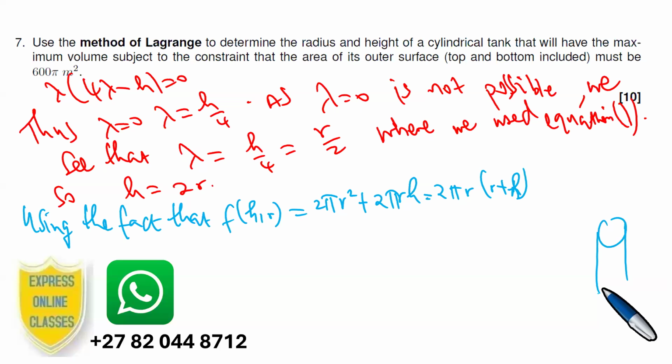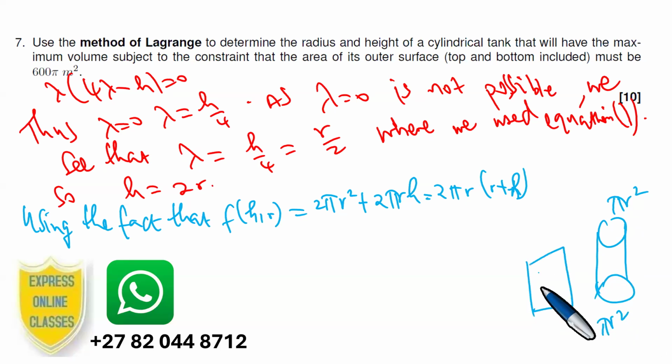Because we're dealing with a tank that is cylindrical. The top is a circle. The area of a circle is pi r squared. And then if you open the side out, it's going to be like a rectangle, but this has height, and the circumference is 2 pi r. And we know that the area of a rectangle is length by breadth.